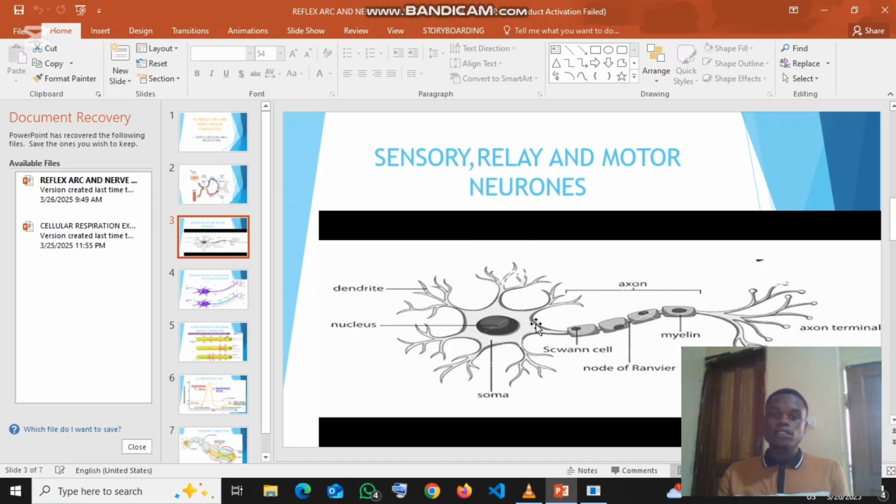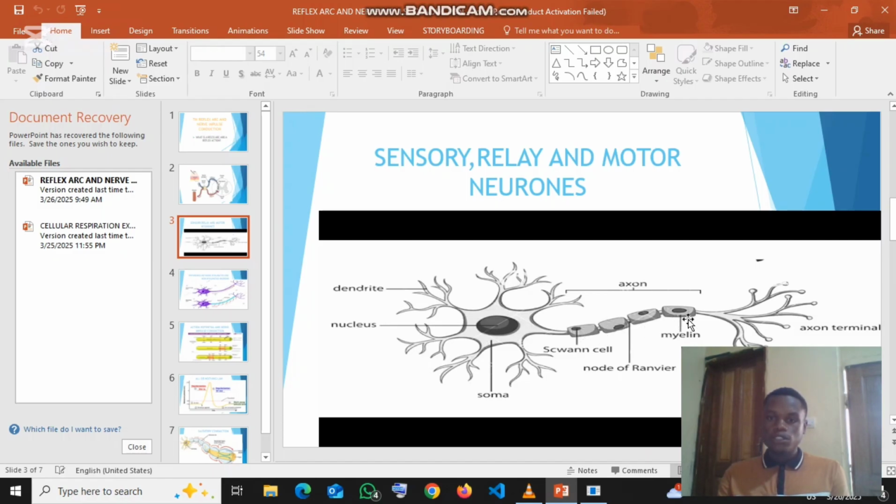Okay, this is the basic structure of a neuron. We have a neuron, or nerve cell. We have the dendrites, the nucleus, the cell body, then the axon, the soma, the body. We have the nodes of Ranvier, these junctions in between the two myelin sheaths. Now we have the Schwann cells that produce the myelin sheath.